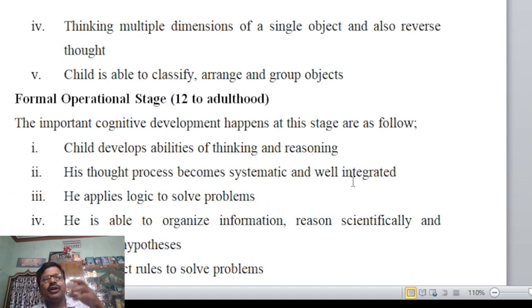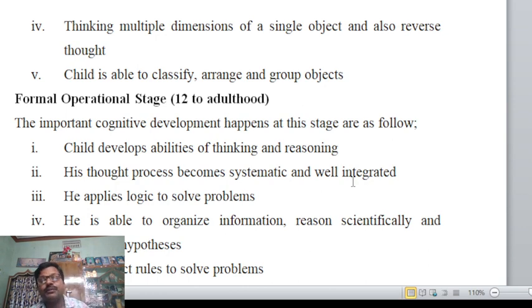Next is thinking about multiple dimensions of a single object and also reverse thought. So the child is able to think in multiple ways about a single subject, and reverse thought also. It means that the concrete logical thinking on the concrete concept will be developed in different ways, multiple ways, not the single way. Multiple dimensions of a single object and reverse thought will be developed during this time.